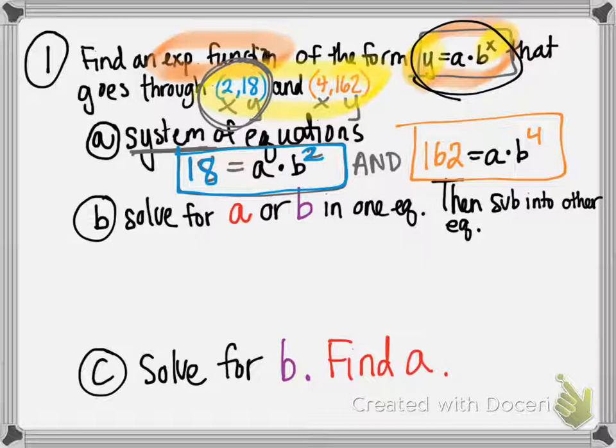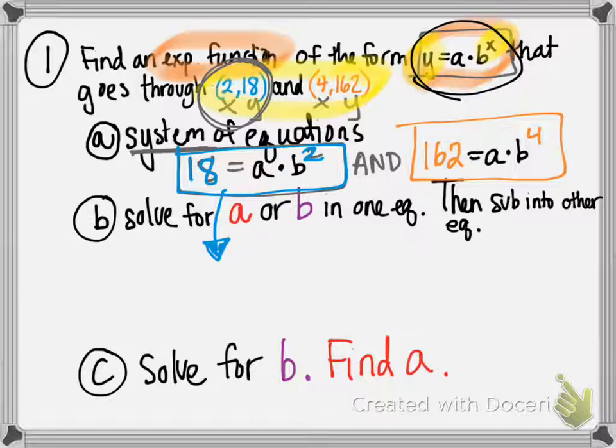Letter B says solve for a and b in one equation, then substitute into the other equation. It's your choice. I would say it's going to be easier, first of all, because this blue one has much smaller numbers. So let's use that one. And we're going to solve for a because a is already by itself. It doesn't have a square with it or anything, so it's kind of lovely.